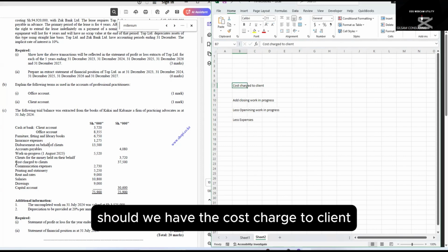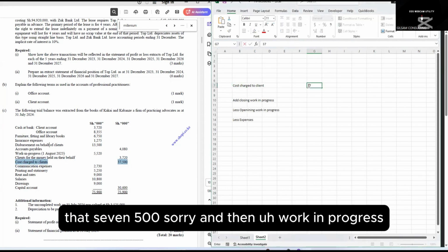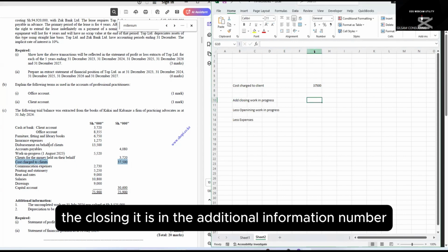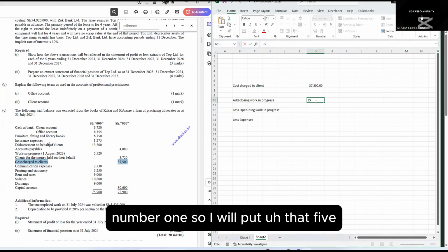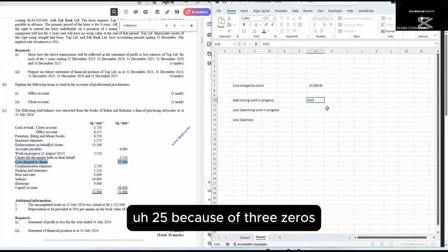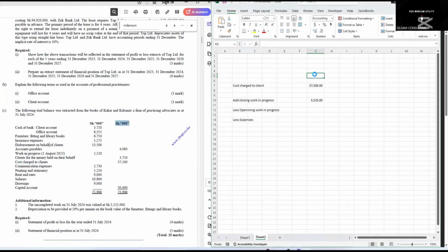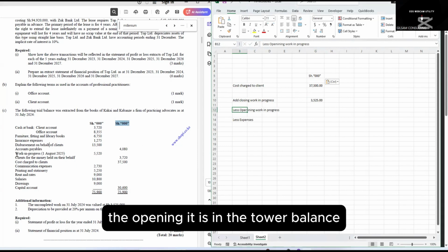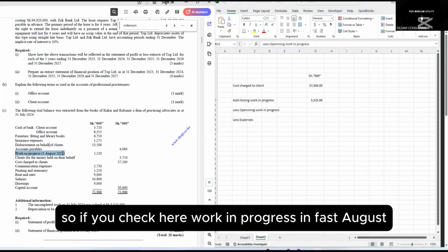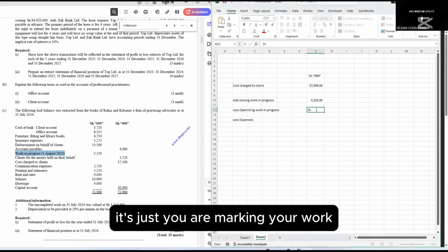We have the cost charge to client. We have been given there 7,500, sorry. And then the closing work in progress is in the additional information number 1. So I will put that 25 because of 3 zeros. And then the opening work in progress is in the trial balance. If you check here, work in progress on 1st August. I know you have seen that. It's just you are marking your work.